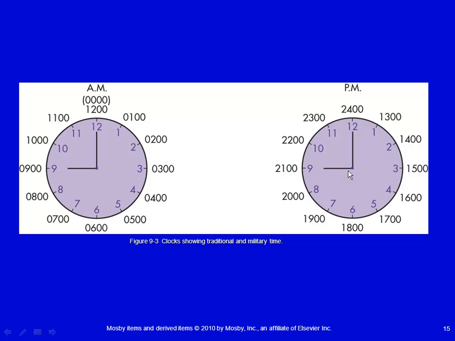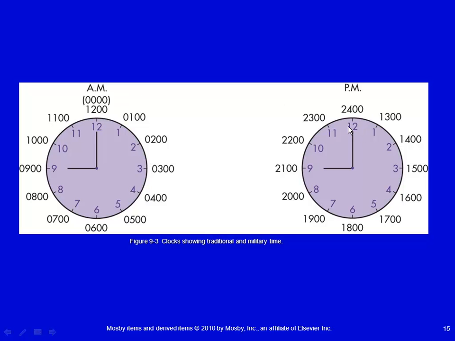When you go to afternoon, 1 minute after 12, it is 1200:01. When you come to 1 o'clock, you simply add 100 to 1200 and you get 1300. If you had 0200 for 2 o'clock and you add the 1200 to that, you get 1400. When we are at 3 p.m., we add the 0300 to the 1200 and we get 1500.